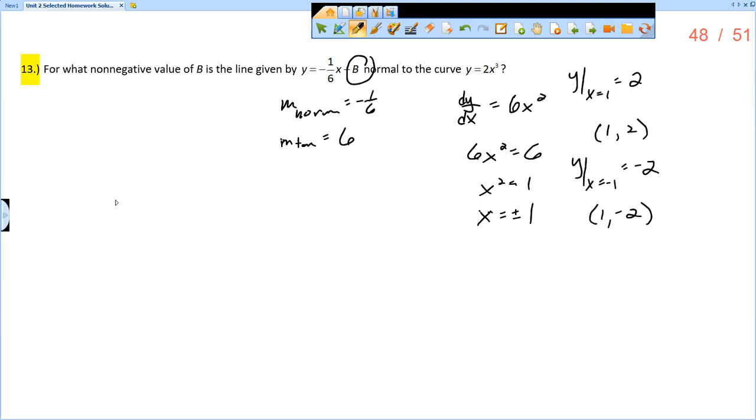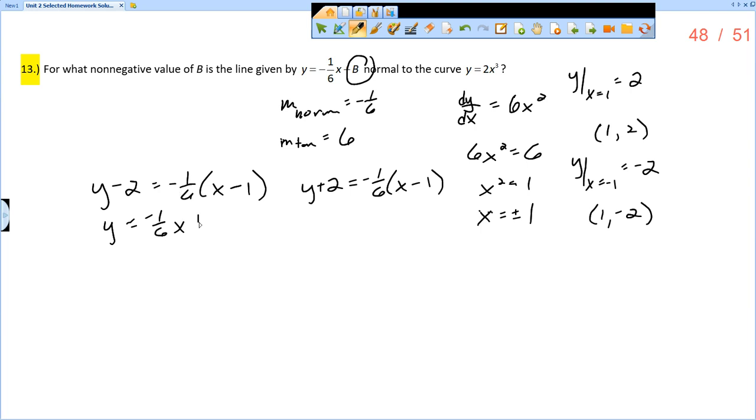So I'm going to write those two equations. I'm going to write y minus 2 equals negative 1/6 times (x minus 1), or y minus negative 2, so y plus 2 equals negative 1/6 times (x minus 1). Now let's put these two in slope-intercept form. I'm going to distribute the 1/6 and then add the 2. So y equals negative 1/6 x, plus 1/6, and then plus 2. So 1/6 plus 2 is 1/6 plus 12/6, and I get y equals negative 1/6 x plus 13 over 6. So 13 over 6 would be b.